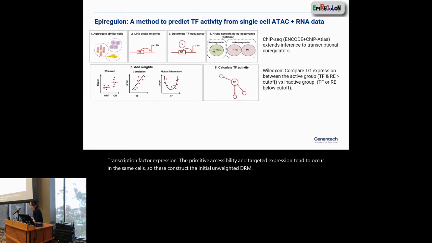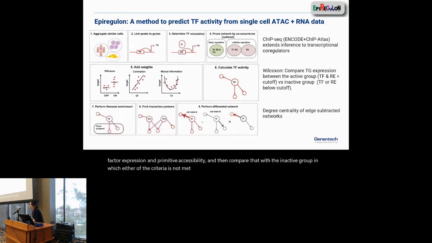And then next, we estimate the weights of the regulatory relationships using 3 different methods, but the default is this Wilcoxon method. So the weight equals the test statistic of this Wilcoxon test, which compares the ranks of the target gene expression between 2 groups. The first group is the active group of cells in which we require concomitant target transcription factor expression and chromatin accessibility. And then compare that with the inactive group in which either of the criteria was not met.